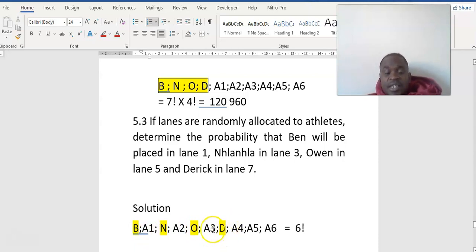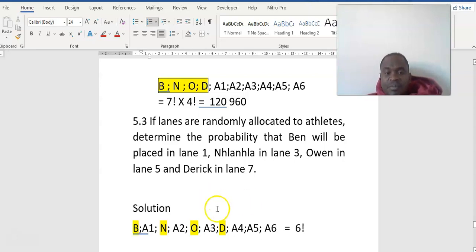I decided to put A3 there for one arrangement. This is Derek. Then the rest of the lanes can be any of the athletes. It can be A4, A5, A6. Alright. So these ones, they are stuck there. Whether you like it or not, they must be there. So you don't count them. You are going to count only these ones: 1, 2, 3, 4, 5, 6. They are 1. So you don't count them. So it's going to be what? 1, 2, 3, 4, 5, 6. 6 factorial.